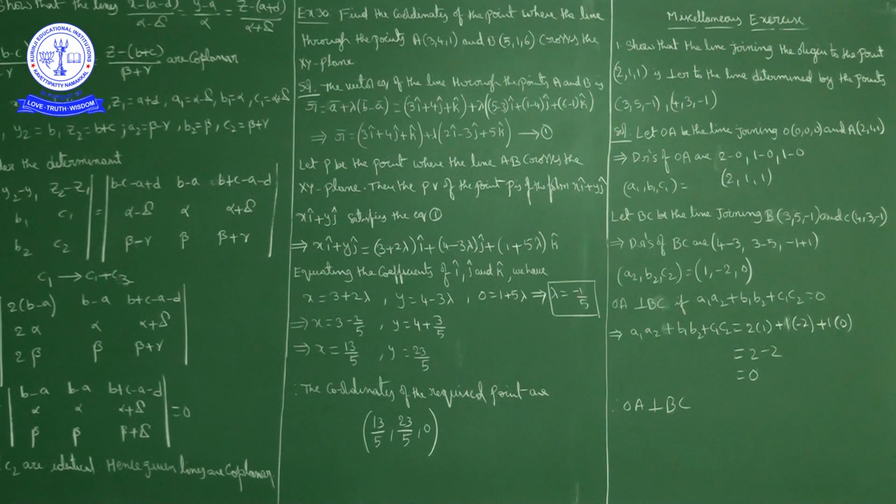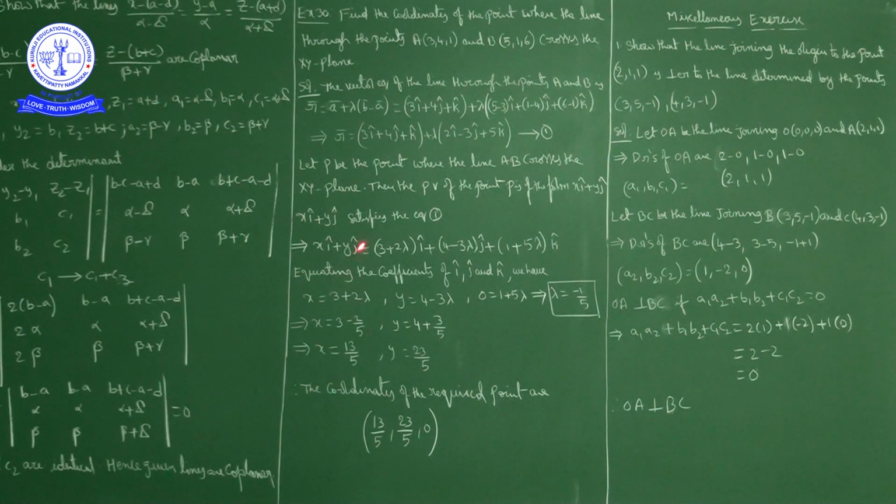The position vector of (x, y, 0) is what? x i cap plus y j cap. The position vector of the point P on the xy plane is of the form x i cap plus y j cap. Now this x i cap plus y j cap is the point where the line intersects the xy plane. What does it mean? That is a point on the xy plane as well as on the line. Means x i cap plus y j cap satisfies this line equation, no? Okay, x i cap plus y j cap satisfies equation 1.